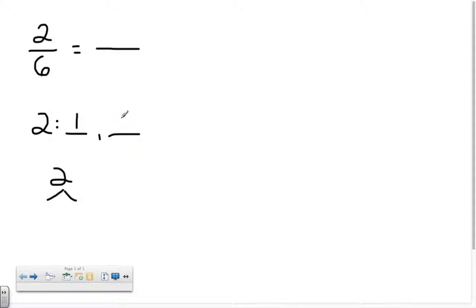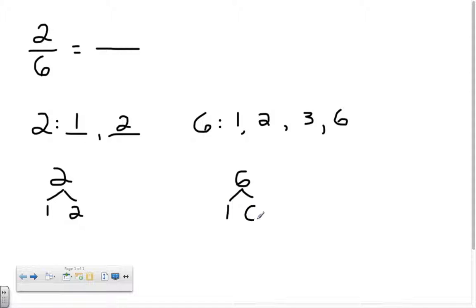So 2 only has 2 factors, one and itself. Okay, and then 6 has a few more. So 6 has 1 and itself, but then it also has 2 and 3 times each other equals 6. If you're doing the factor tree, you can always start off with 1 and 6, and then 6 can be split into 2 and 3. So that shows you that 1, 2, 3, and 6 are all factors. Either way you show it is fine.